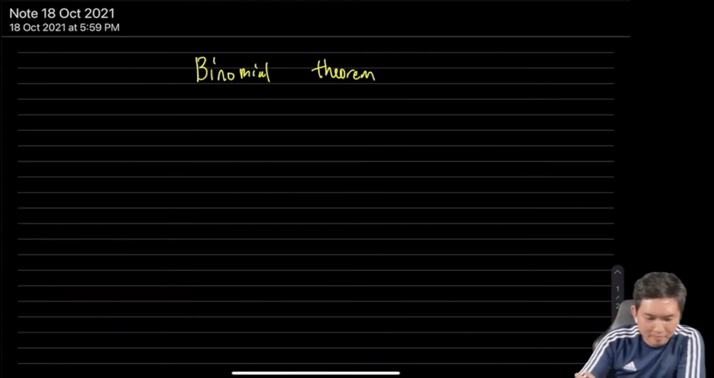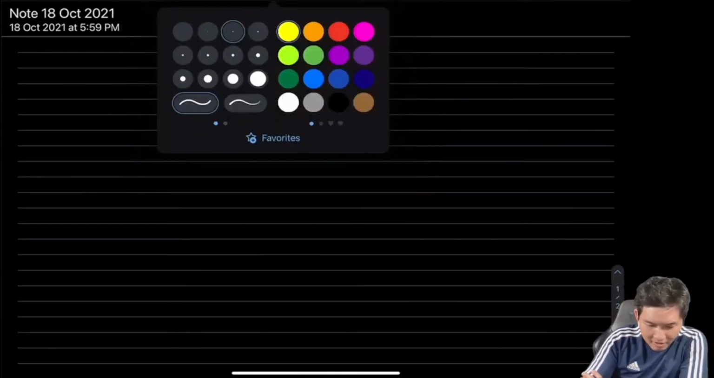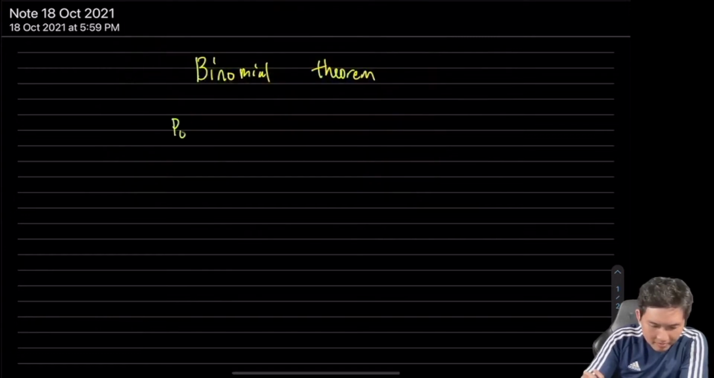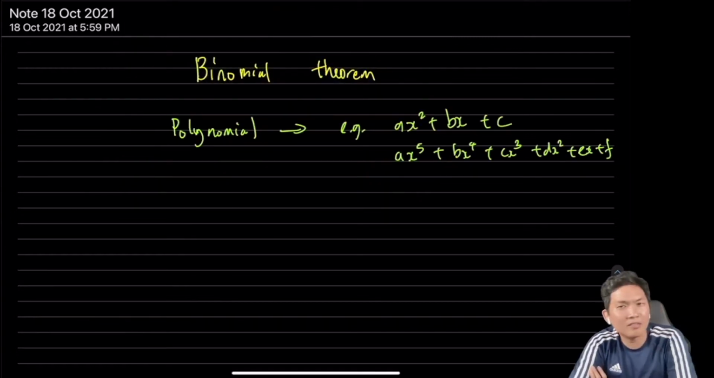Looks familiar, right? Binomial. We have seen another word before that's quite close. Yeah, that is also a polynomial. What does polynomial mean?